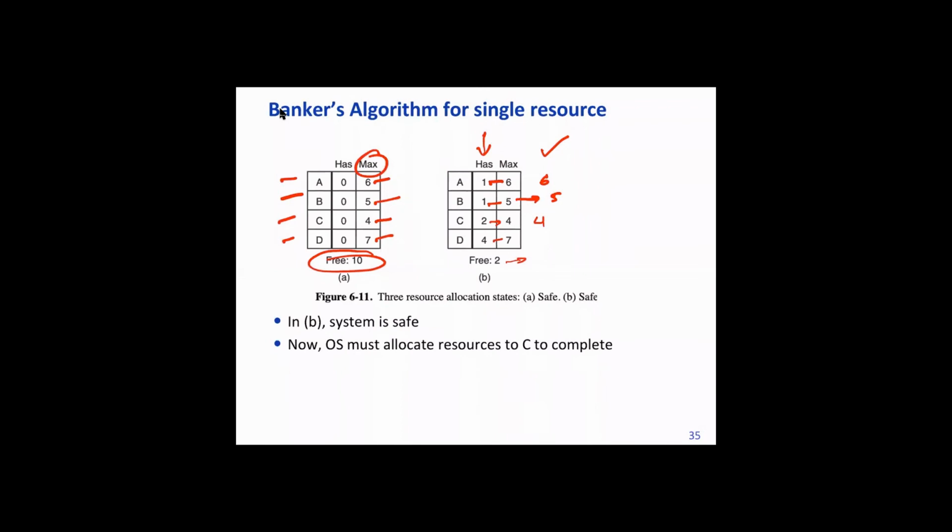Now, the banker will give money to whom? If this is the situation, this is the current allocation, the banker will give money first to C and put the other processes on hold. And when C returns the money, or returns the resources, then it will give it to B, and so on and so forth.